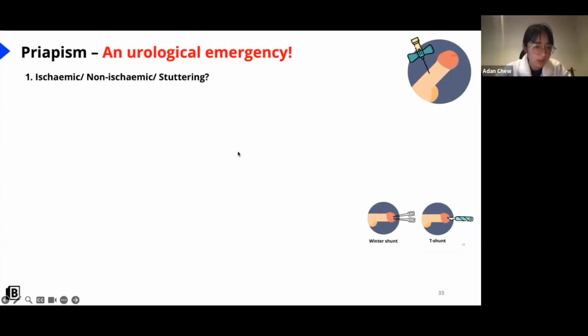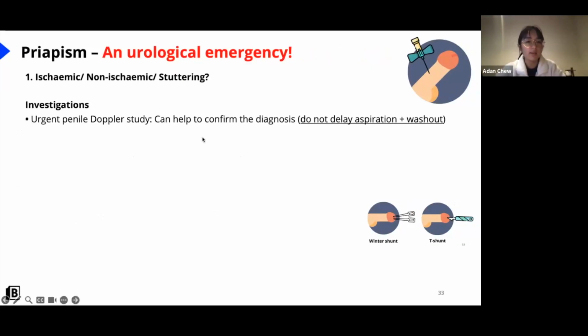So priapism is one of the urological emergencies that we need to act on immediately. So the first step is to think about whether it's ischemic, non-ischemic, or stuttering. So ischemic priapisms usually involve cardiovascular risk factors. It's like a myocardial infarction, but in the penis. And there's non-ischemic priapisms, which usually resolve on their own, and stuttering ones which come and go, as in this case.